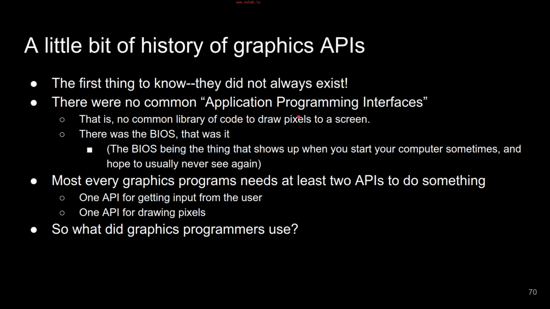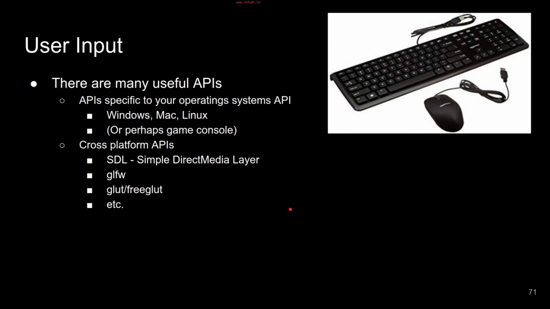For a long time, you had to just build that or re-implement it from scratch. And then, what we really need to do games and graphical applications is a way to get input from the users and then to draw a pixel. So again, there weren't many APIs.